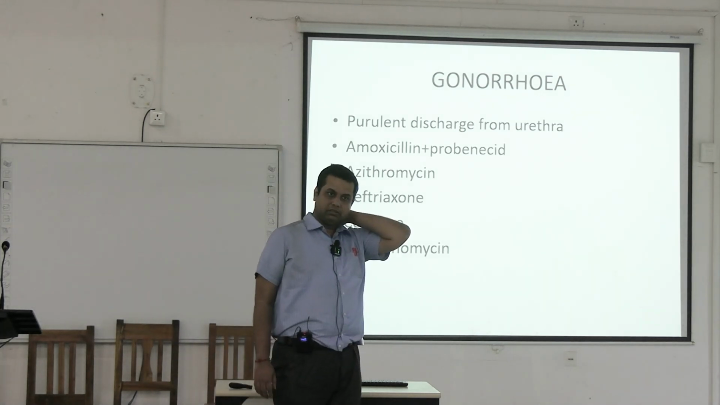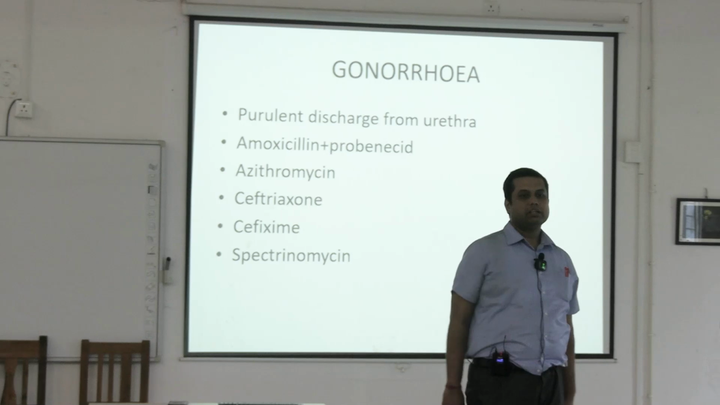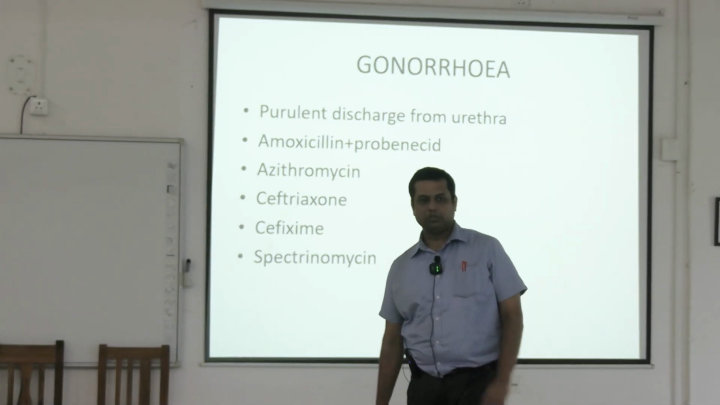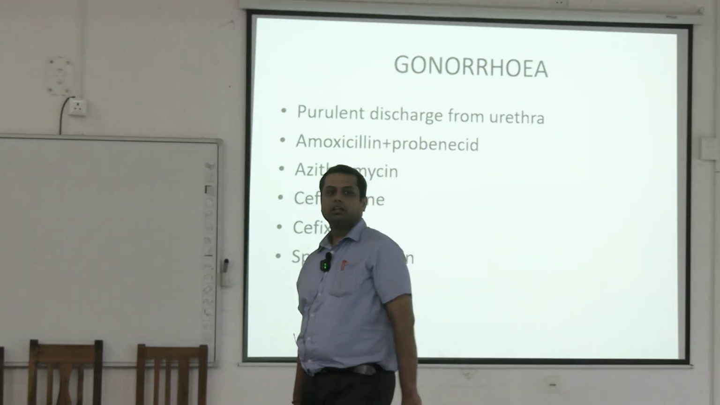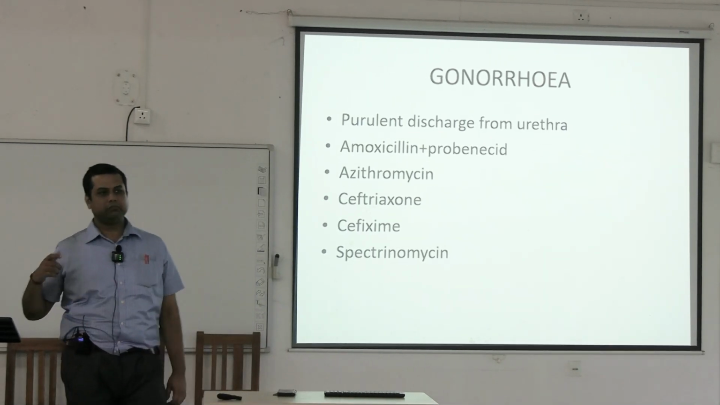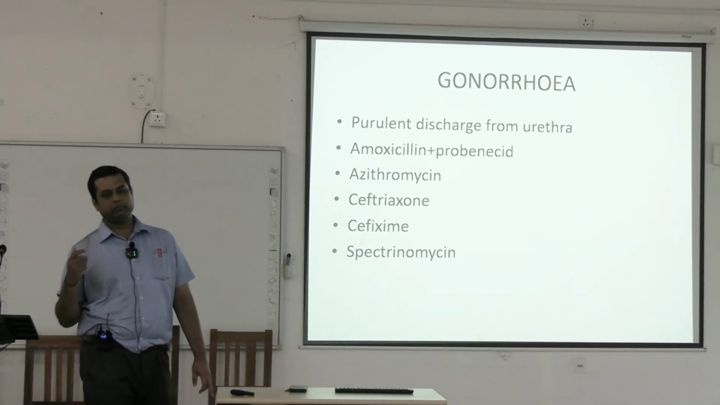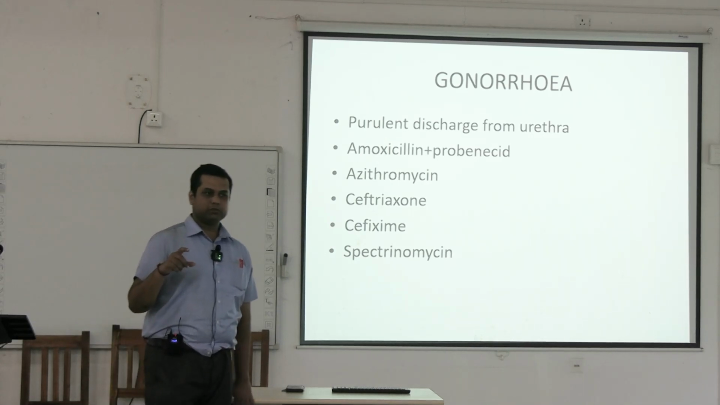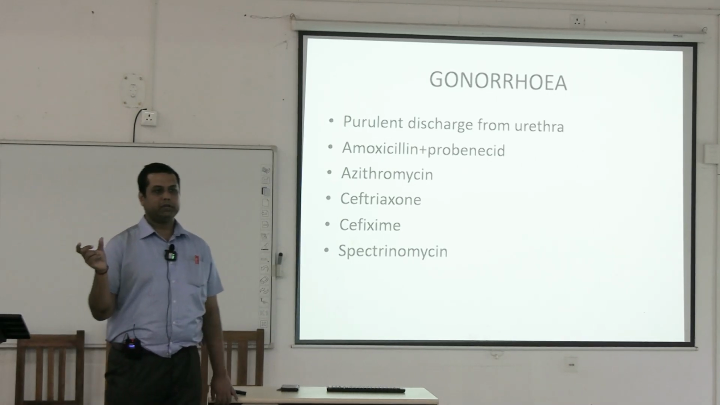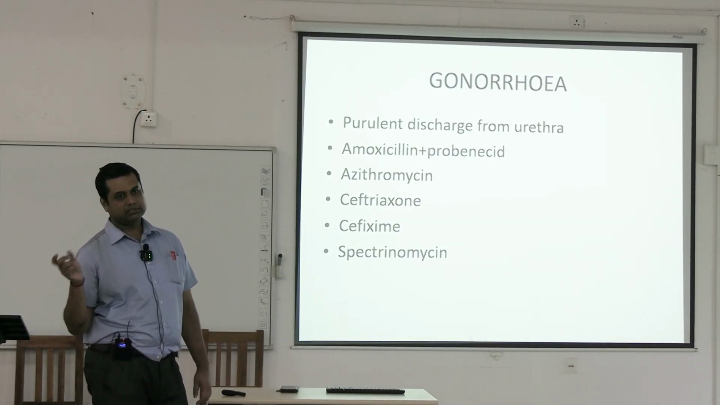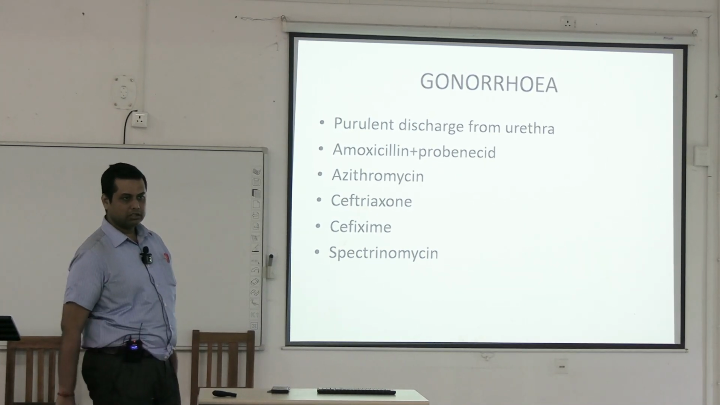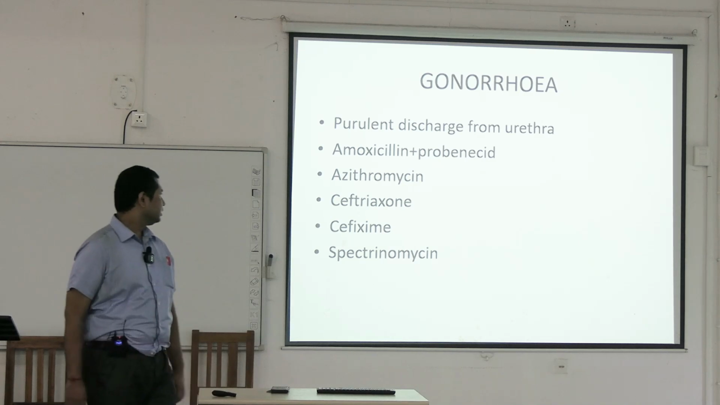So what is probenecid? Probenecid acts on the transporter in the tubules of kidney. Now penicillin and probenecid have the same transporter. Penicillin is eliminated in kidney by active transportation, it is secreted in tubule. Now probenecid competes with the penicillin for the same transporter, thereby preventing the excretion of penicillin. That's how probenecid is used.